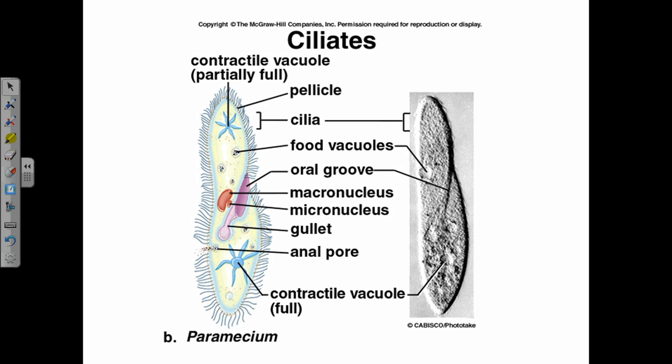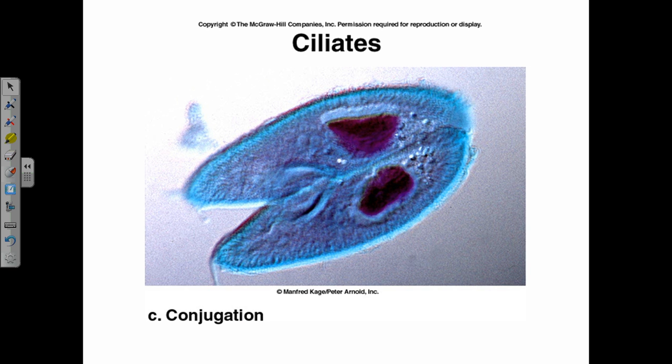Here's a paramecium. It's one of the ciliates. And you can see all the little cilia that help it move and eat. Here you see its two nuclei, micro and macro. And the little contractile vacuole right here that helps it to pump out water. There you see them conjugating, which is how they get genetic variation.